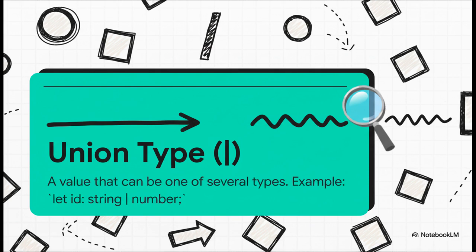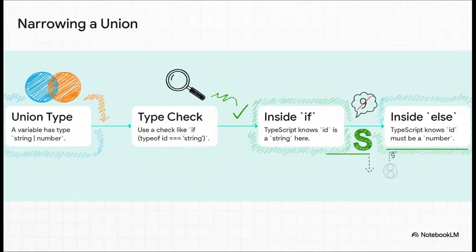Here, we're saying an ID can be a string or a number. This is so powerful because it lets you describe your data just like it is in the real world. So if you have a variable that could be a string or a number, how do you work with it? Well, this is where TypeScript gets really, really smart.